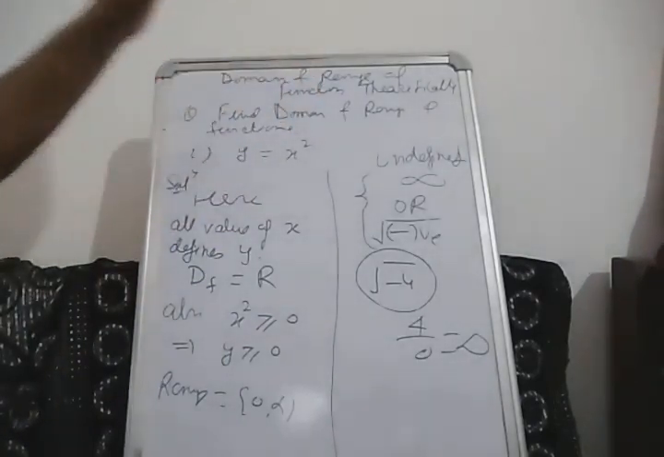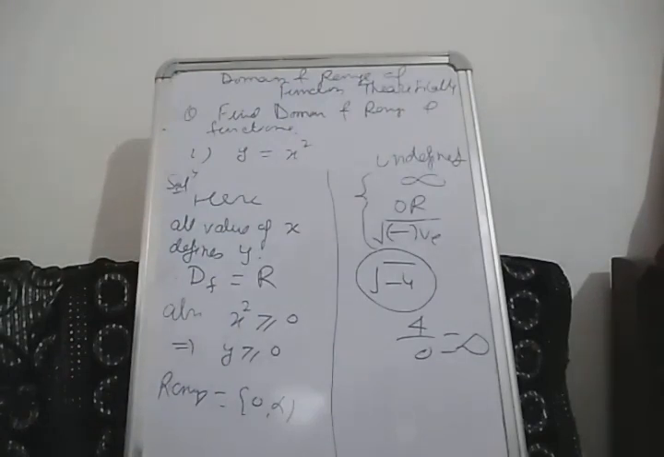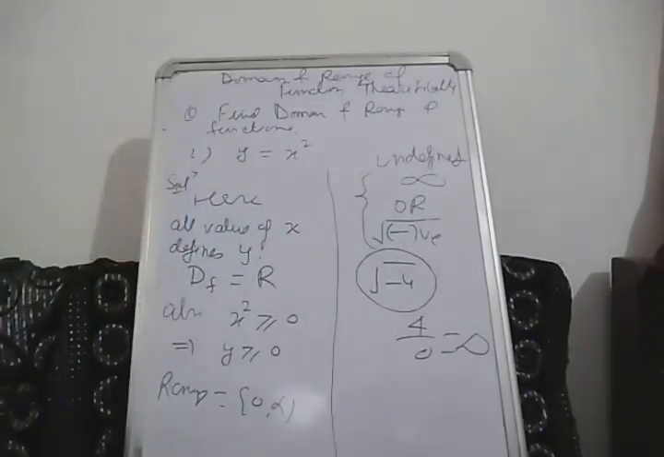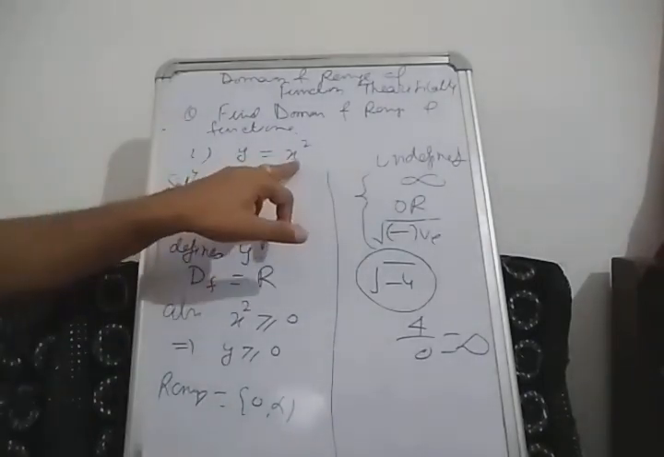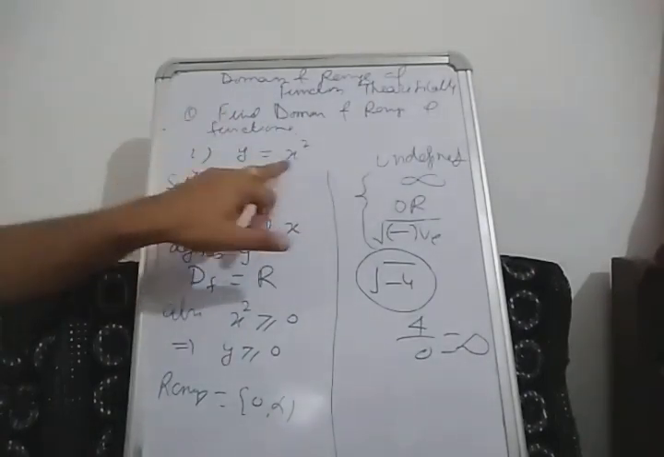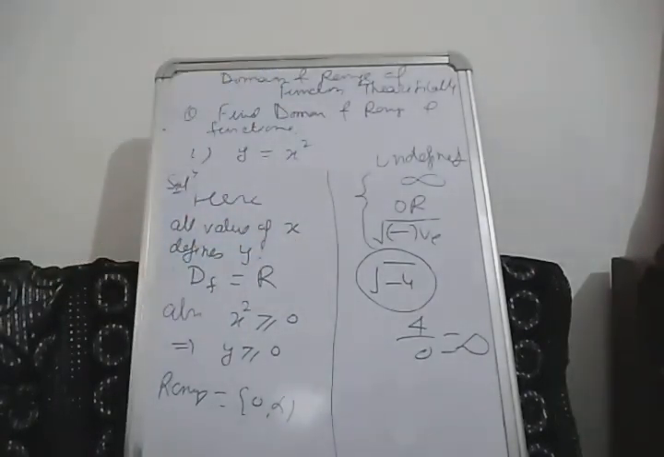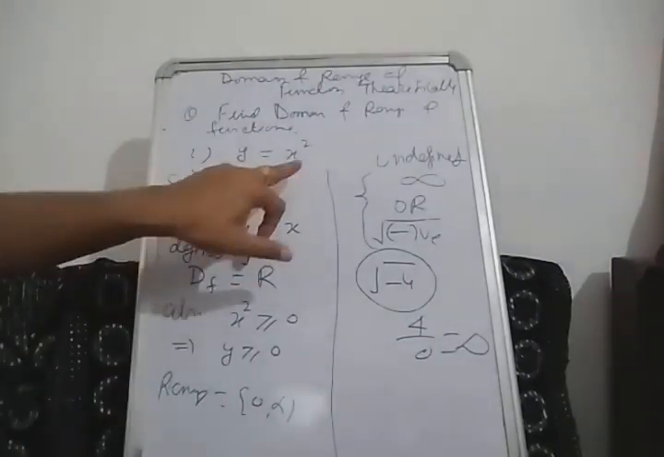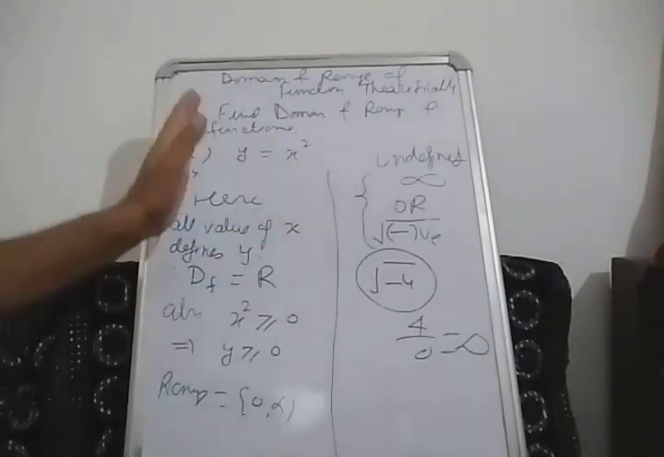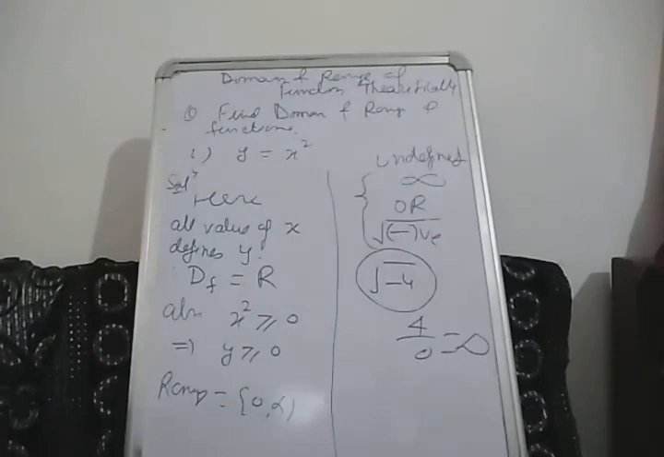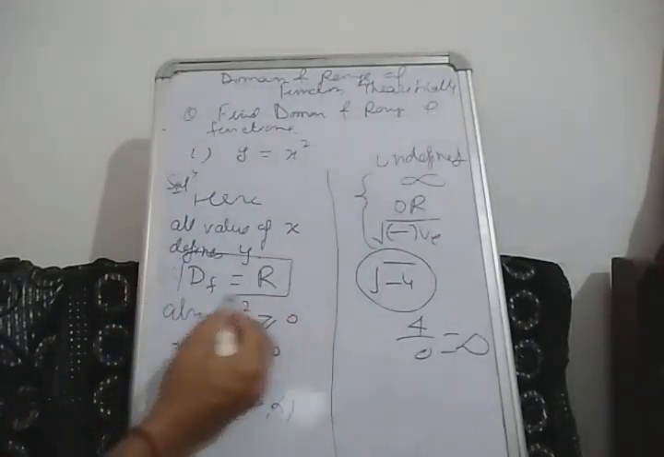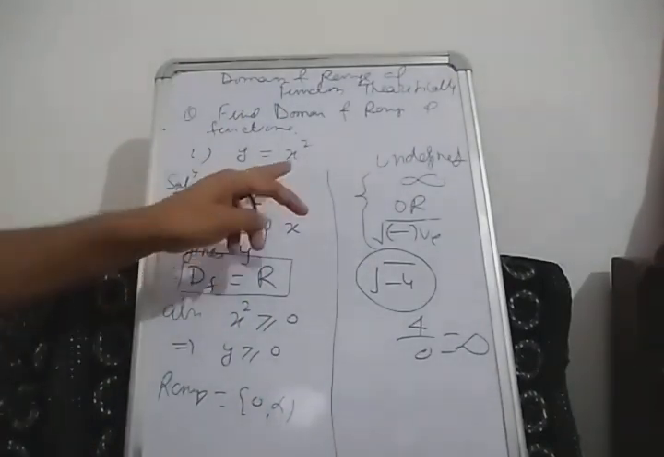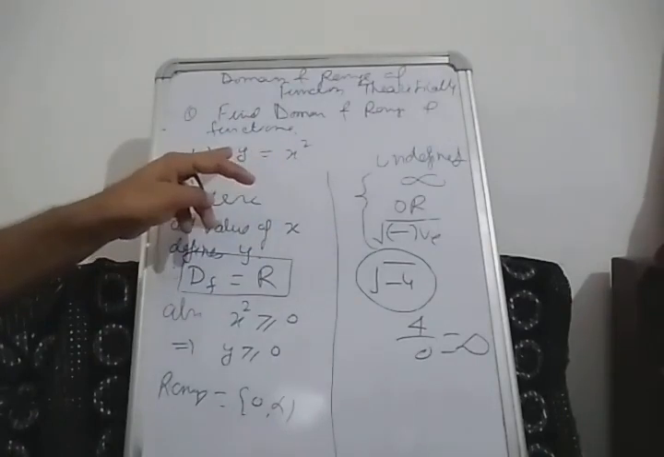You can put any value of x, but the question is, what are the values of y? If I put -1, y is 1. If I put +1, y is again 1. In every case of x, y is always positive. So what are the values of y? All are positive. You can put x as negative, positive or 0, but finally the value of y always comes out positive. So domain means all the values of x, that is, all the real numbers. But by putting any value of x, I am getting y always positive.